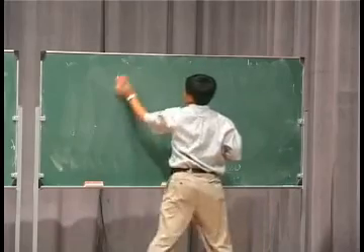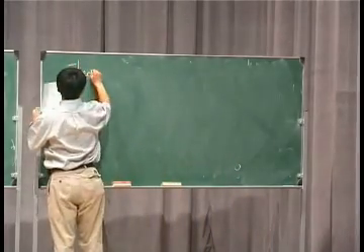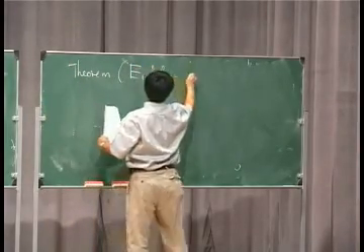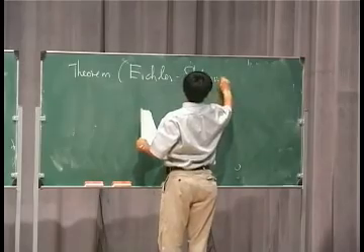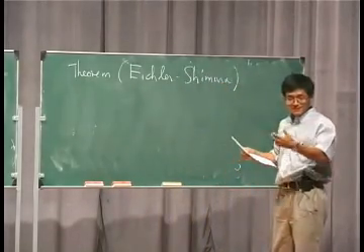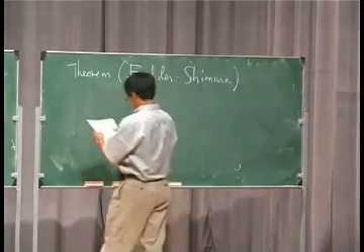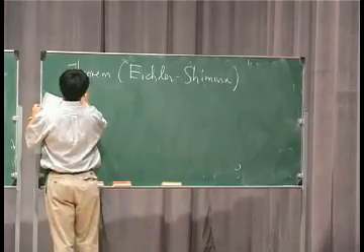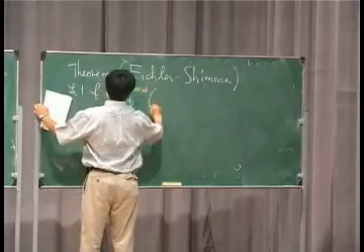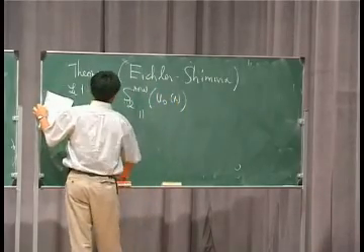Now I want to state the main result, the Shimura-type theorem. We will prove this theorem later on, or at least sketch the proof. So let F be a new form.